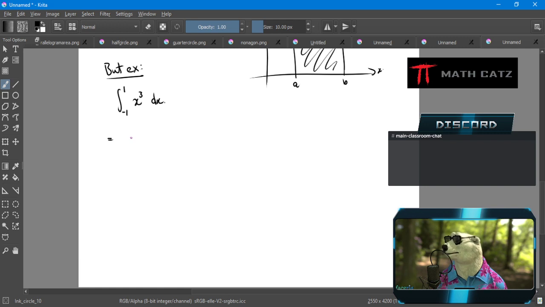Well, antiderivative, x to the 4, 1 over 4, negative 1 to 1, which I'll then plug in, 1 to the 4 minus, plug in the negative 1 to the 4, and what do I get? I get 0. But there is a graph, and there is a space between the x values, so surely there is an area. What does this graph look like?